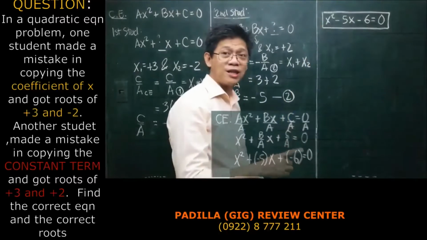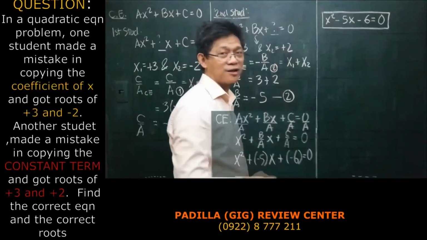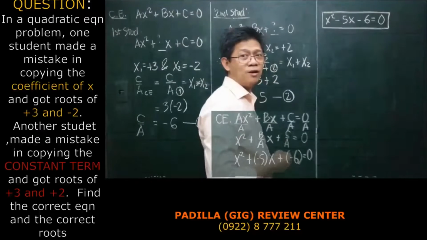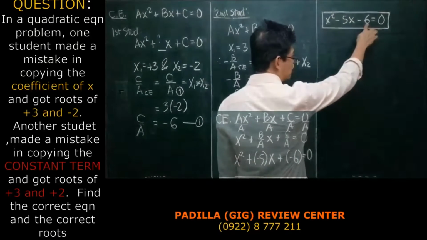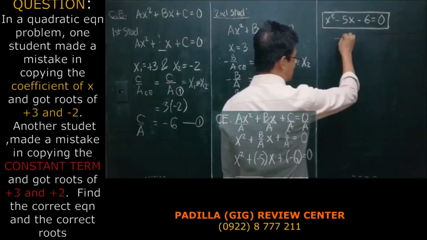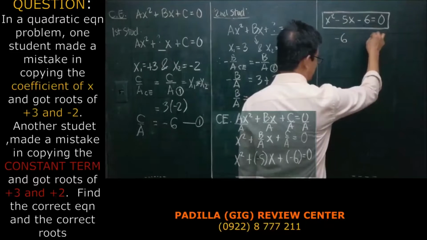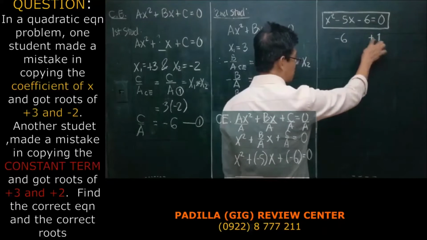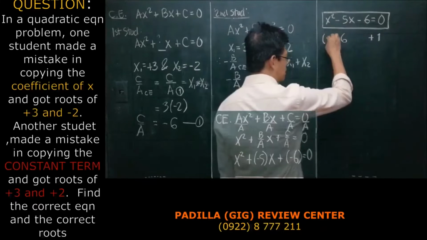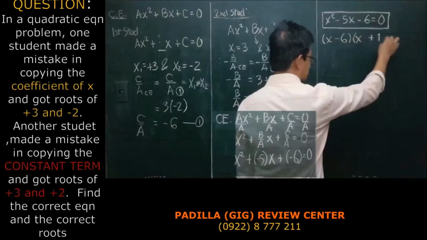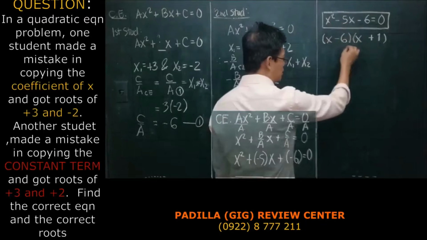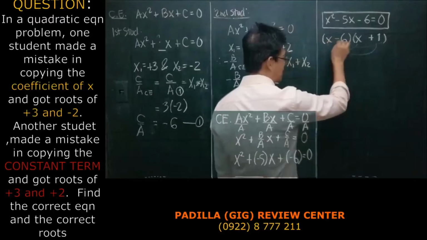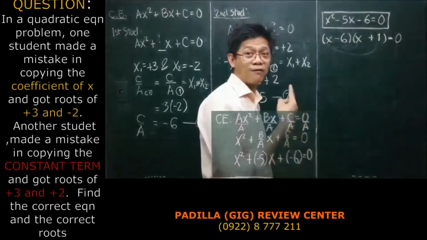So for the correct roots, they are the roots of the correct equation. You solve this using your calculator or simply use factoring. Factors of minus 6 to get minus 5 are minus 6 and plus 1. Minus 6 times 1 is minus 6. Minus 6 plus 1 is minus 5. So x squared is x and x. X times x is x squared. Minus 6 times 1 is minus 6. Minus 6x plus 1x is minus 5x. So they are the correct factors.